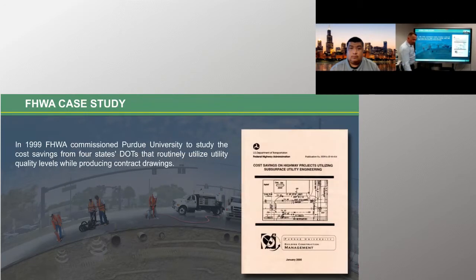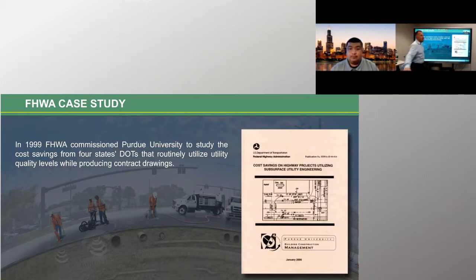There were quite a few case studies done about the benefits of SU. I'm just going to mention one. In 1999, the Federal Highway Administration commissioned Purdue University to study the cost savings from state DOTs that routinely utilize utility quality levels while producing contract drawings. Across 74 projects from Virginia, Ohio, Texas, North Carolina, Oregon, Wyoming, and Puerto Rico were studied. The total construction costs of these roadway projects exceeded $1 billion.